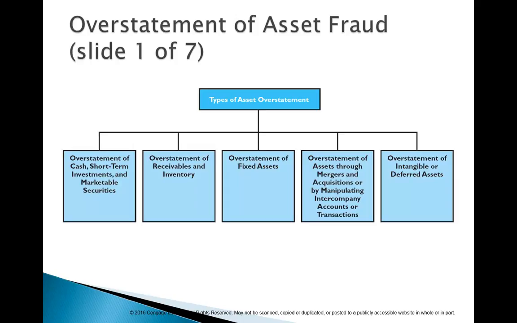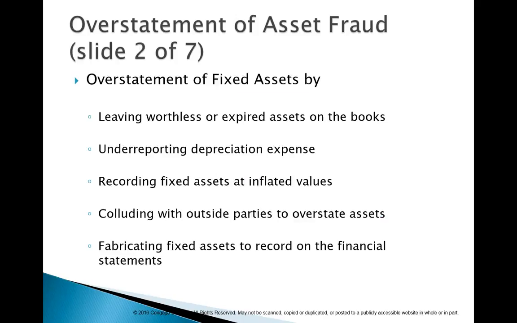And then overstatement of assets through mergers and acquisitions, we'll talk about that. And then overstatement of intangible and deferred assets, like goodwill. So overstatement of a fixed asset, like what can you do? Well, if you're Waste Management, you can extend the useful life of your garbage trucks and then record less depreciation, and consequently your cumulative depreciation is too low. And so the value of your assets are too high.